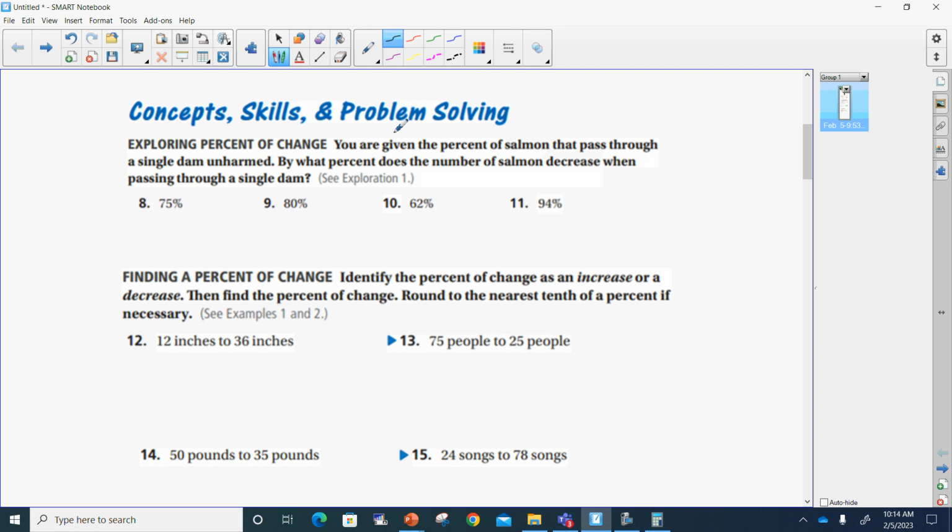All right, so that means the amount that's decreasing is the amount that was harmed. So for 80% here, I know 100% minus 80% is going to leave me 20%. Right? So the amount that it decreases is going to be 20%.